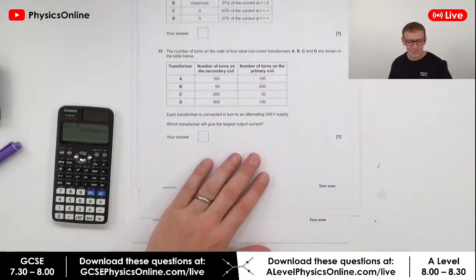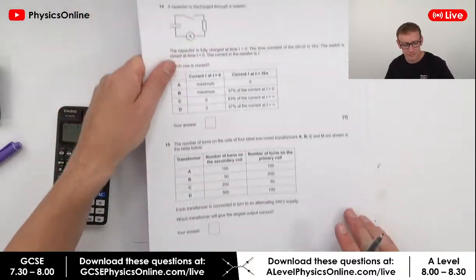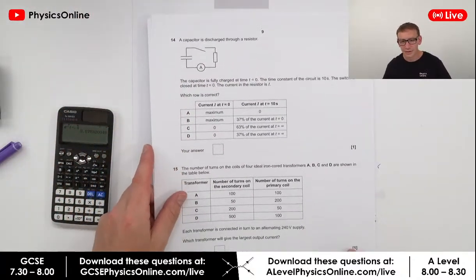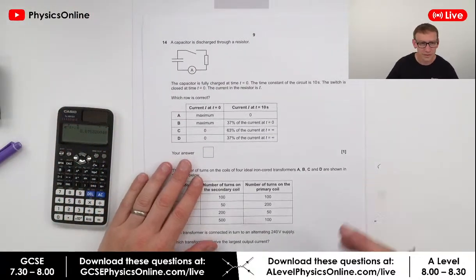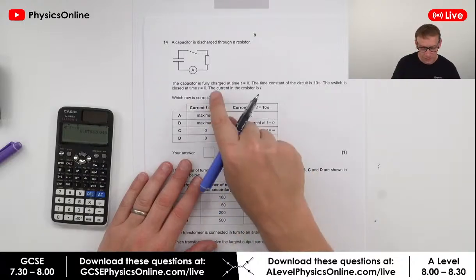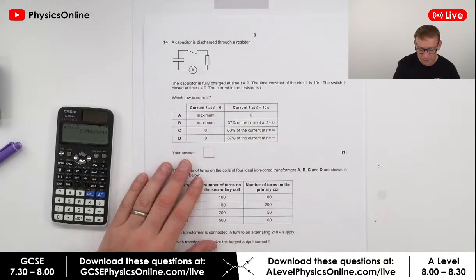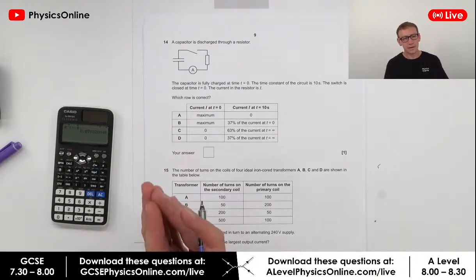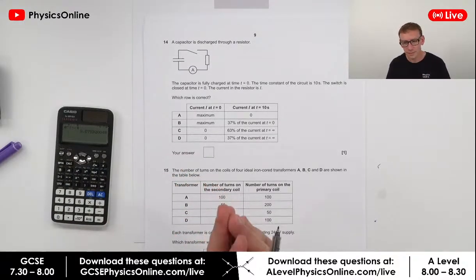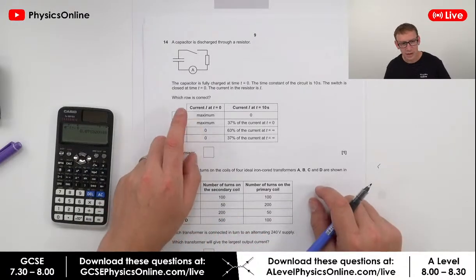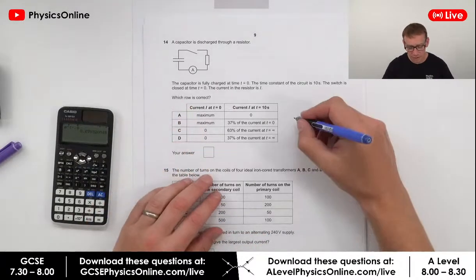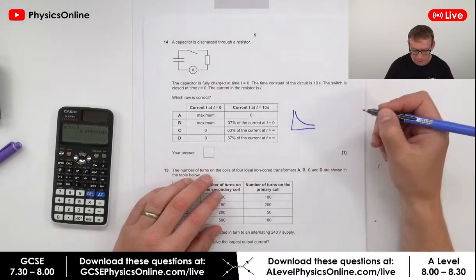We then have a capacitor discharged through a resistor. So it's fully charged at time t equals 0. We've got a time constant. The switch is closed at time 0. The current in a resistor is I. So when you first start discharging a capacitor, we know that that's when we get the maximum current. And over time, the current is going to decrease.